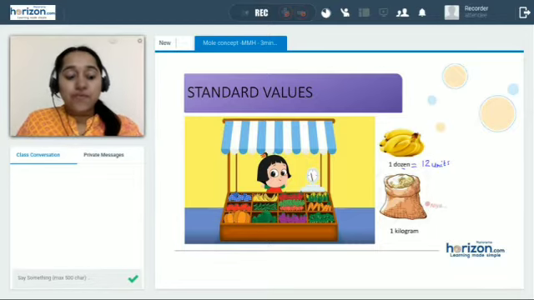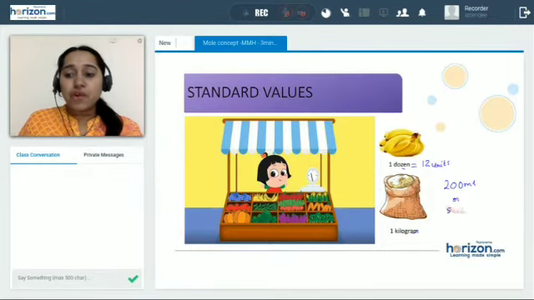And if we want to buy rice, we buy 1 kilogram of it. Similarly, if we want to buy fruit juice, we may buy 200 ml or 500 ml of it. So these are some standard values which we use in our daily life. But what about the number of tiny particles in it?